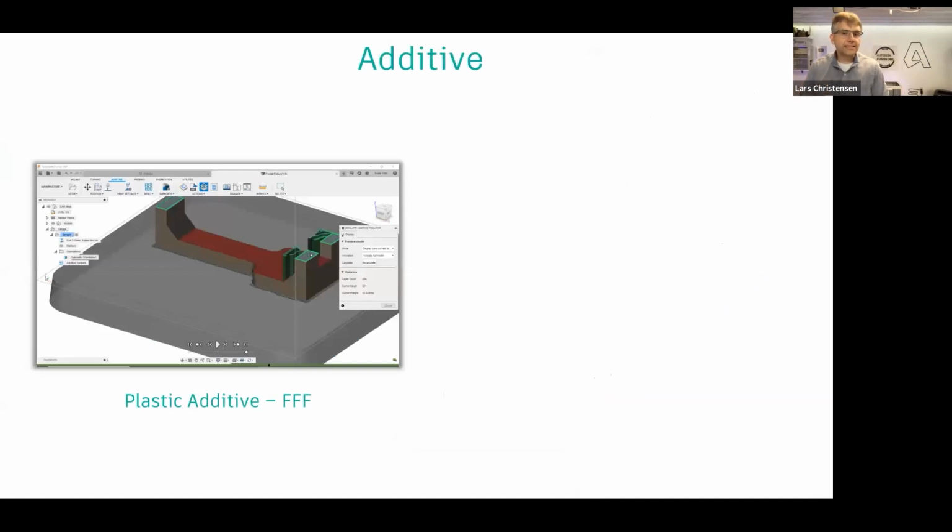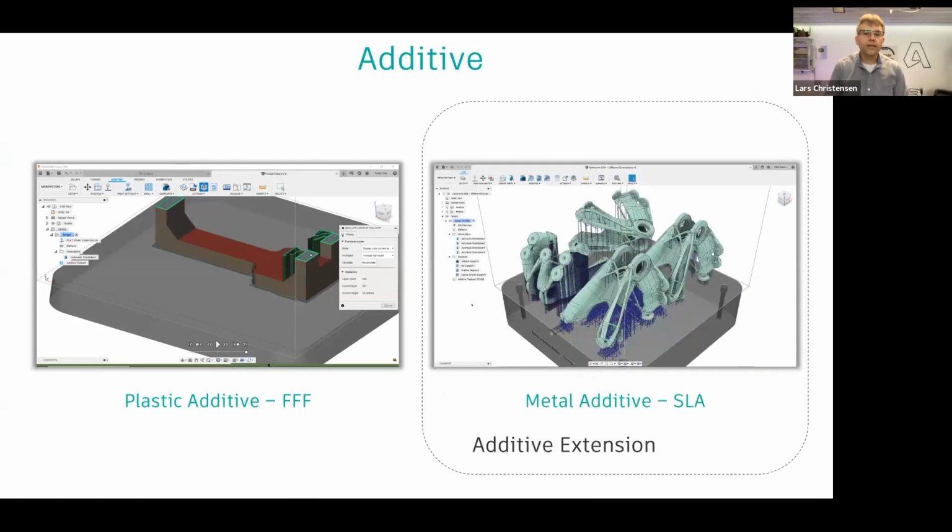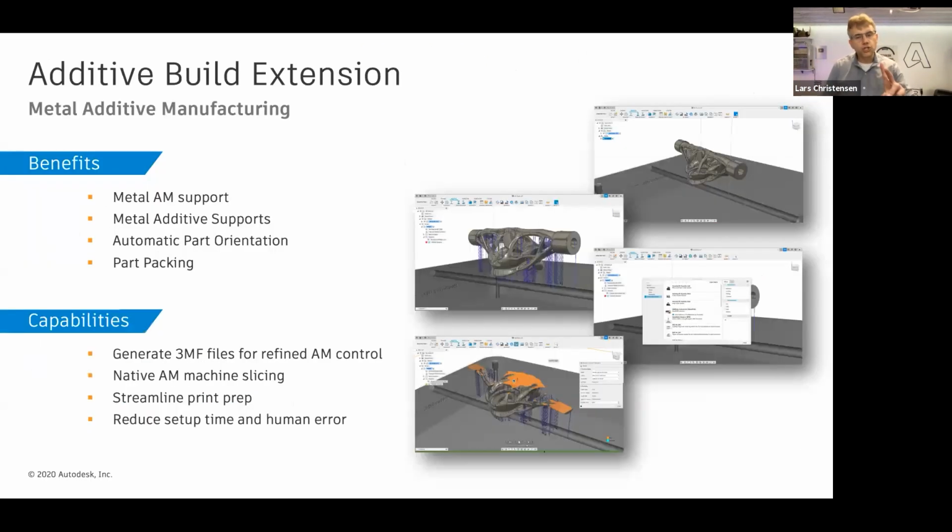So about the plastic additive that is in the core of Fusion 360, so FDM, 3D printing. Well, we have pulled in the metal additive from Netfabb technology. There are two things in there. There is the build extension that would help you generate the better streamlined print prep, because metal additive is fairly expensive, but also it takes a long time to print that. Now you get control to build those lattice work and those things.